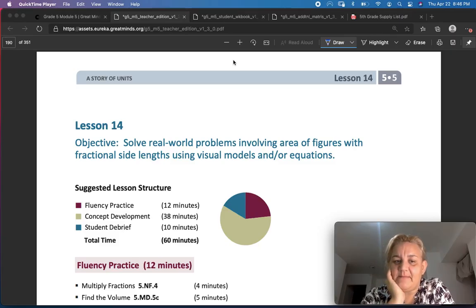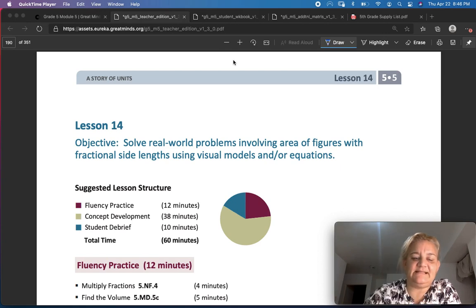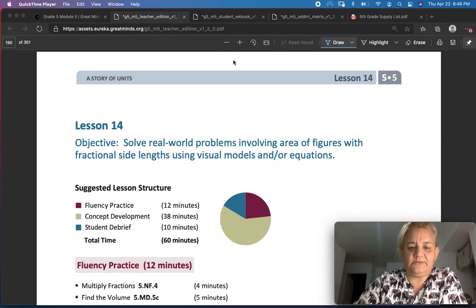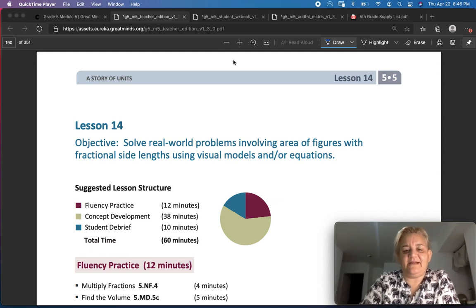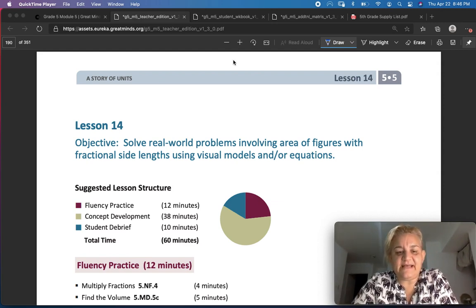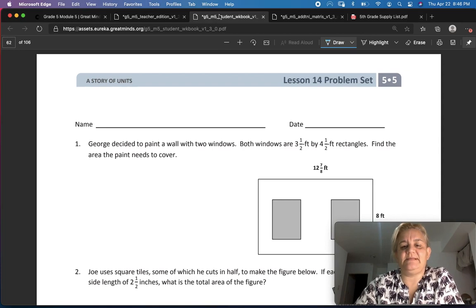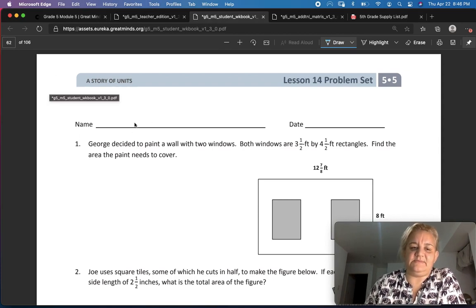We are in Module 5. This is Lesson 14. And our objective today is to solve real-world problems involving areas of figures with fractional side lengths using visual models and/or equations. So, some story problems with area problems that are real-life situations. Okay, so let's go to our problem set. And please write your name on your paper.